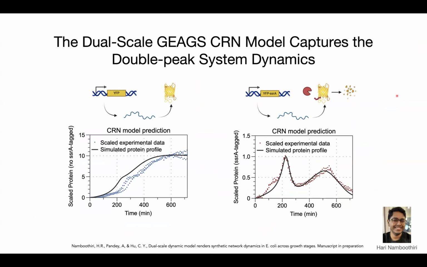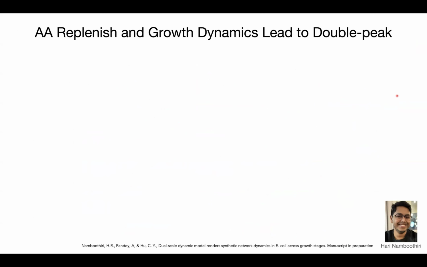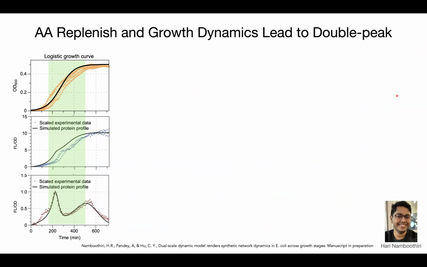Apparently the model that links all the growth dynamics with the molecular dynamics in dual scale is able to explain why I see this double peak. But we don't understand why. When we look at these 3 figures, this is without the SRA tag, this is with the SRA tag you saw earlier, and this is the growth dynamics. The interesting dynamics, the oscillation, actually happens during the log phase.